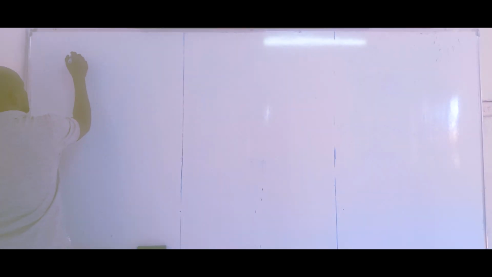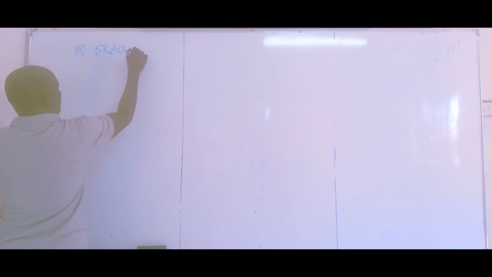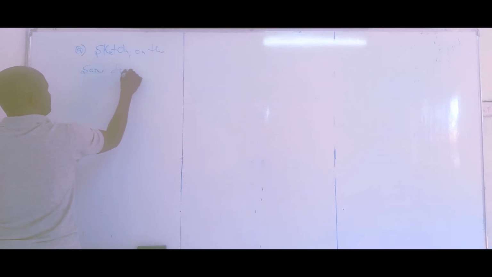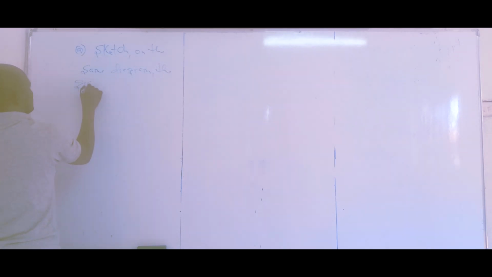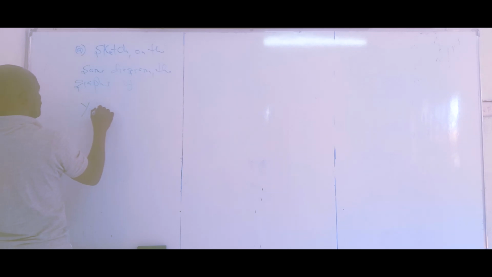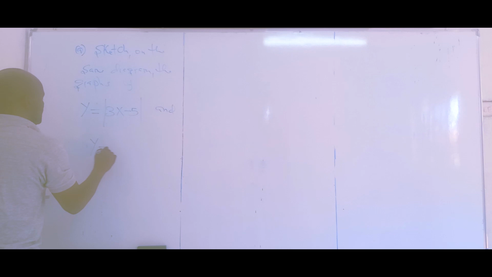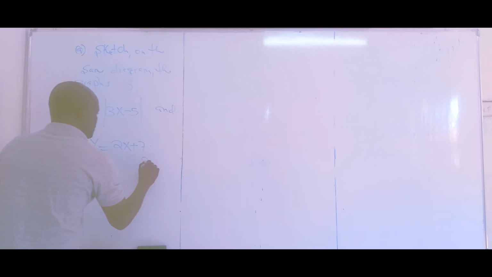So we are asked to sketch. Part A asks us to sketch on the same diagram the graphs of y is equal to modulus of 3x minus 5 and y is equal to 2x plus 7. That's 2 marks.